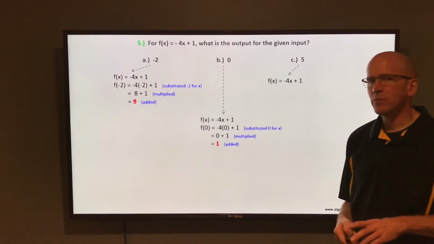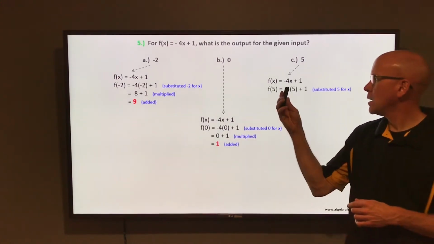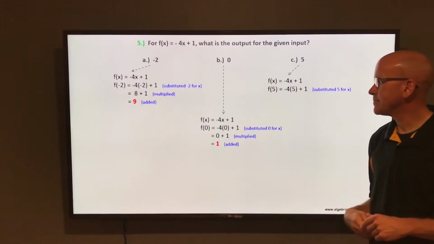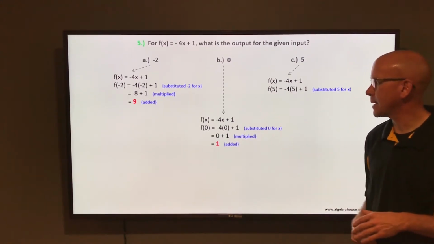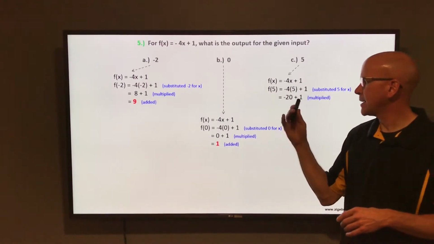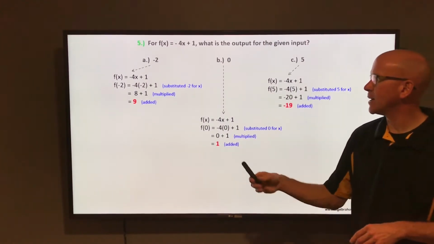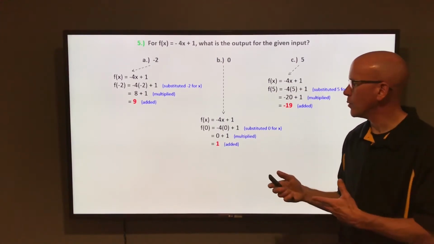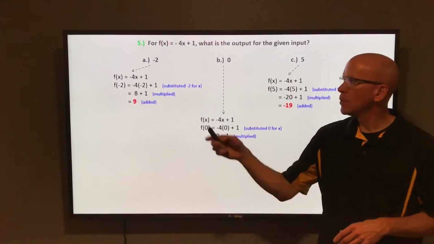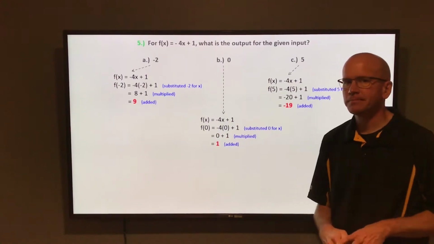For 5, if we input 5 in, we're finding f of 5. Take negative 4 times 5. Negative 4 times 5 is negative 20. Take negative 20 plus 1, that would be negative 19. So when we input 5, the output is negative 19. Or in other words, 5, negative 19 would lie on the graph of that function.